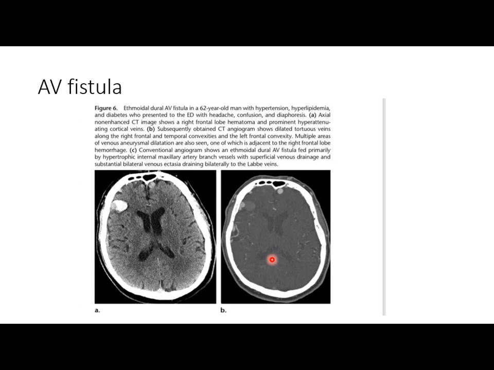But the AV fistula is an abnormal connection of the vessels with the superficial meningeal arteries and veins. So it is found cortical and it will look like this. The veins will be prominent, hyperdense, and surrounded by bleeding spots. And in the venous phase, this is CTA, which will show prominent dilated cortical veins.